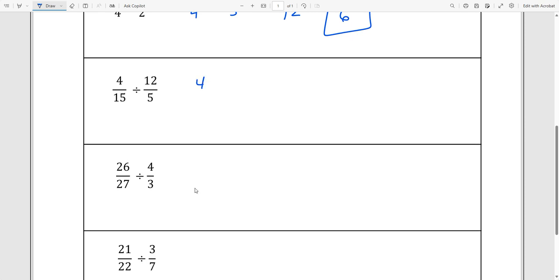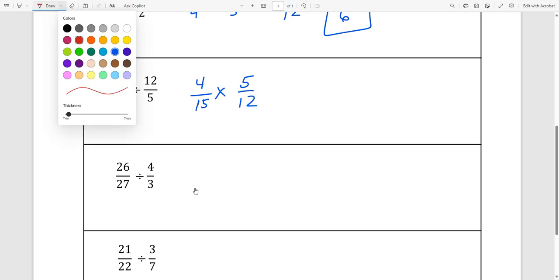Again, we have 4/15, and we'll change from division to multiplication, and we'll flip the second fraction. All right, and then this one I'll simplify. Who wants to do 15 times 12, right? So we can just do 4 times 5 and get 20, then 15 times 12. Or we can simplify this and make our numbers smaller.